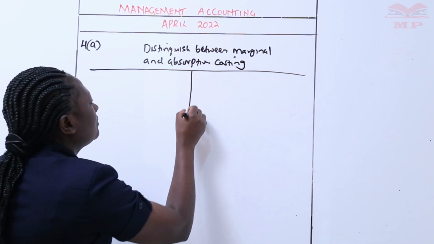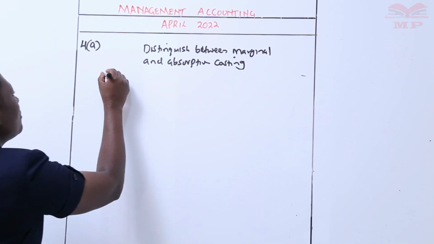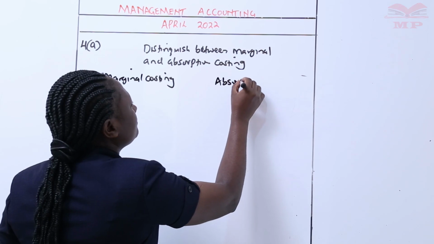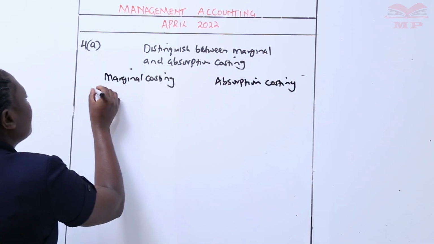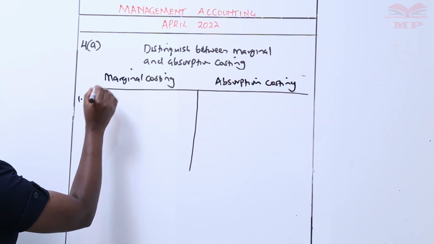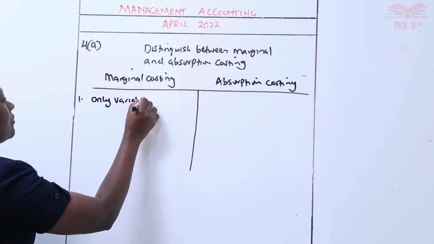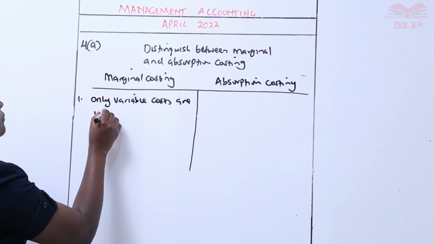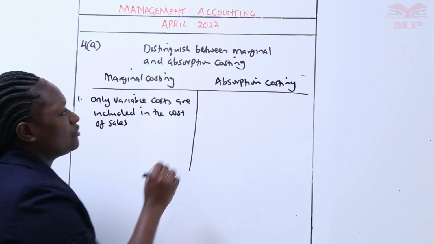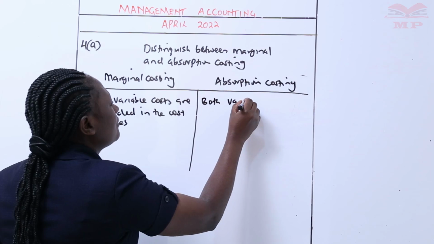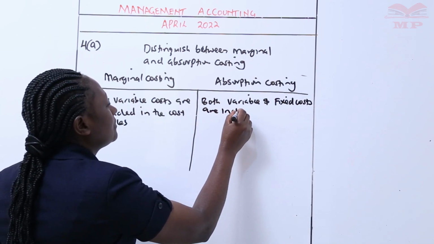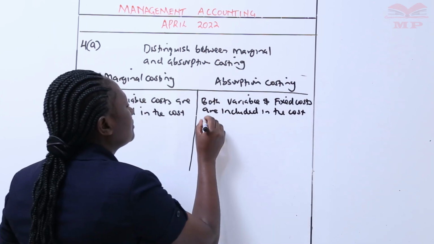You can use a T-table to distinguish between them. On the one side we have marginal costing, and on the other side we have absorption costing. Number 1, under marginal costing, only variable costs are included in the cost of sales. But in absorption costing, both variable and fixed costs are included in the cost of sales.